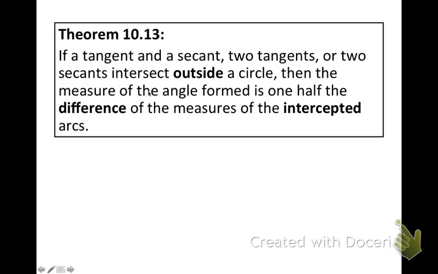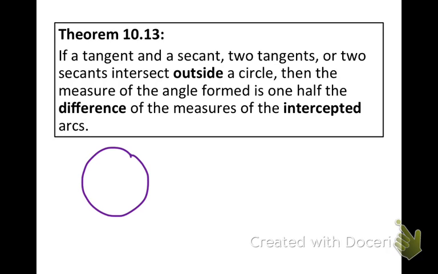The next theorem is what happens if it's on the outside. If a tangent and a secant, two tangents or two secants intersect outside a circle, then the measure of the angle formed is 1/2 the difference of the intercepted arcs. So we're going to do all 3 scenarios below on those 3 circles that are provided there for you guys.